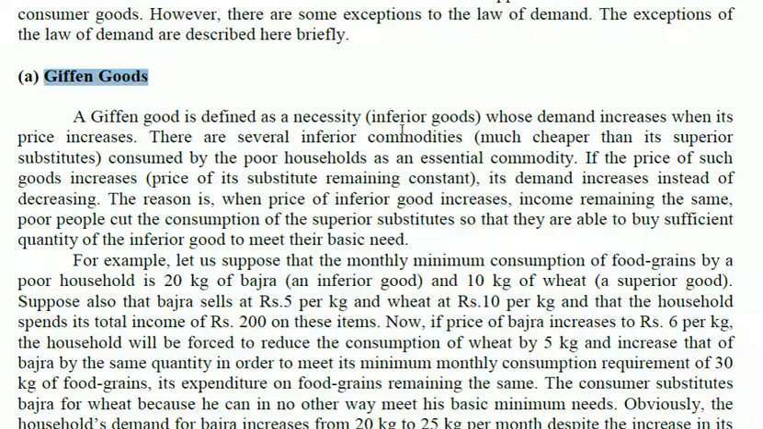There are certain inferior commodities consumed by poor households as an essential commodity. If the price of such goods increases, its demand also increases instead of decreasing. The reason is, when the price of an inferior good increases, income remaining the same, poor people cut down the consumption of superior substitutes so that they are able to buy a sufficient quantity of the inferior good to meet their demand.